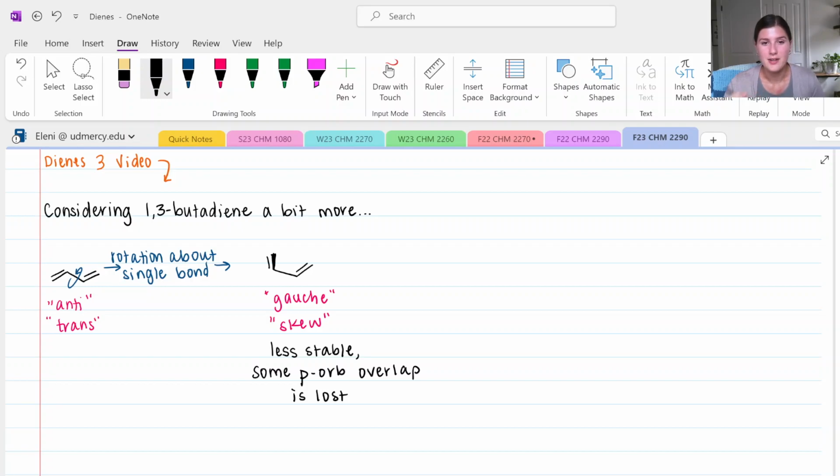Now we can continue rotating around the single bond and get to another conformation where the double bonds are in the same plane, but they are cis to each other. And this is the least stable conformation of a diene.